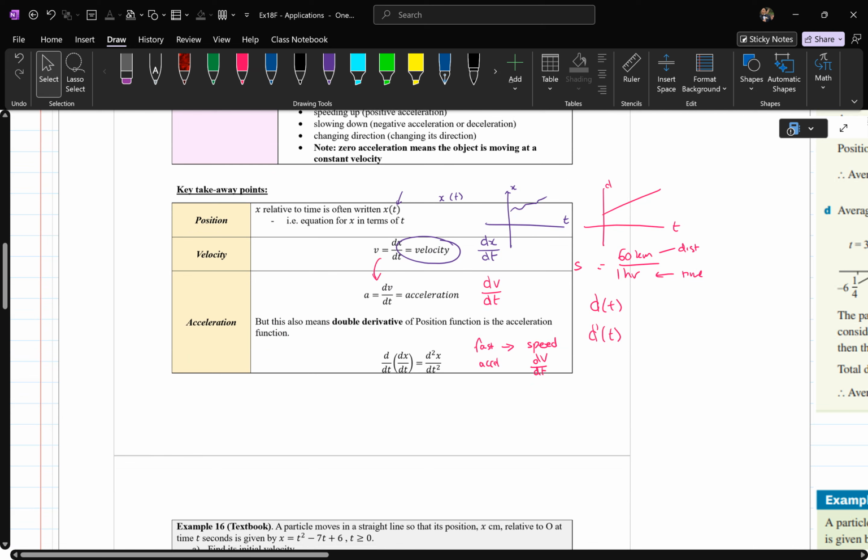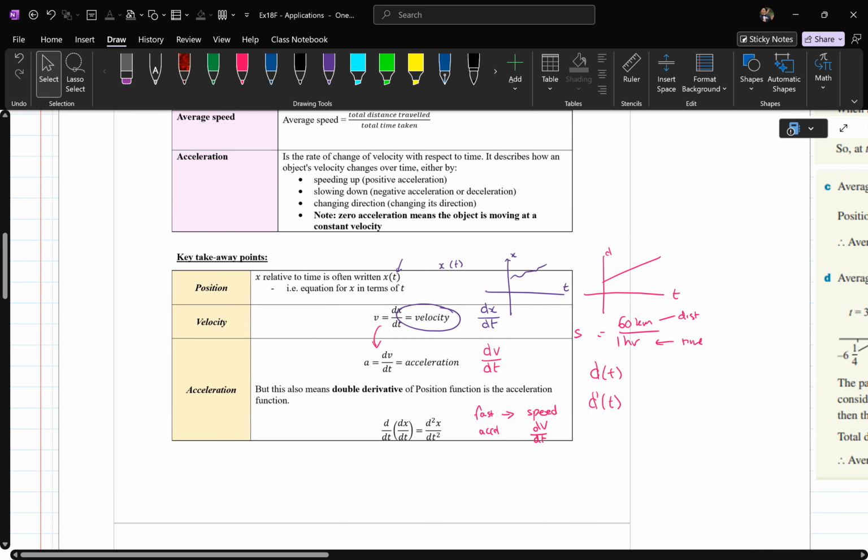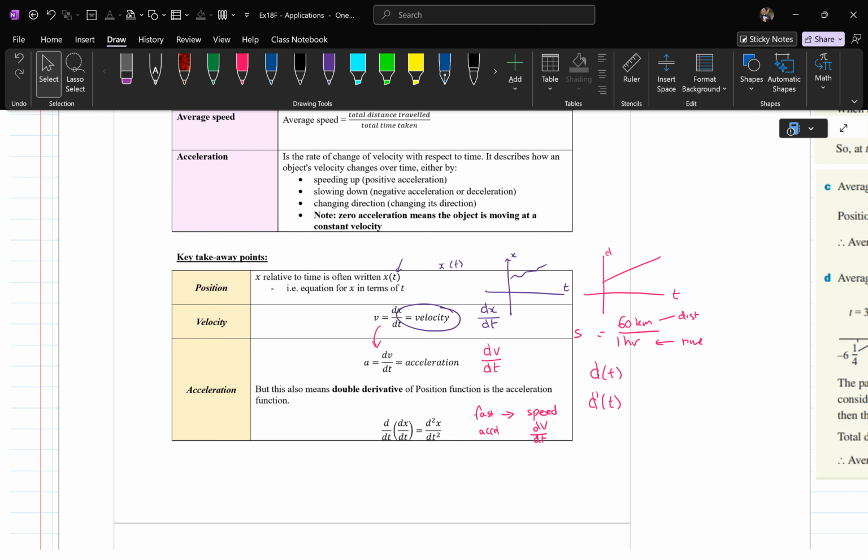Flip over the page. Let's do an example together. So we've got some terminology. You've got to flip back and forth just so you can read the definitions. But those were the key takeaway points. Okay, the derivative of position gives you velocity, the derivative of velocity gives you acceleration. Okay. All right, let's flip over the page.